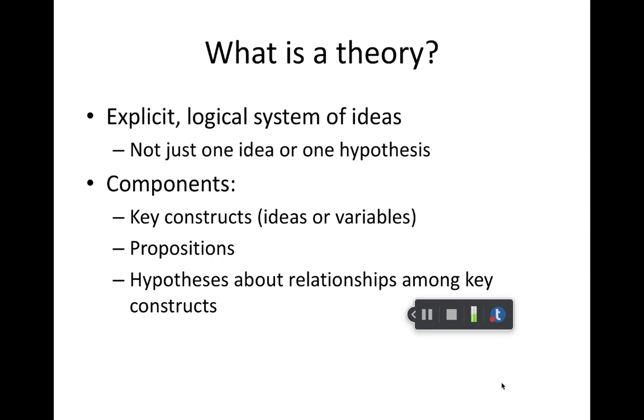Each theory has certain components. It contains key constructs. These are the main ideas, or you could think of them as variables in a theory. A theory has propositions or proposals about the nature of the phenomenon of interest. And theories have hypotheses about relationships among their key constructs.